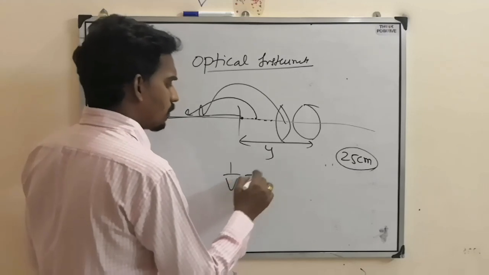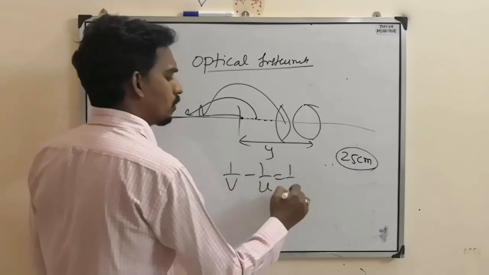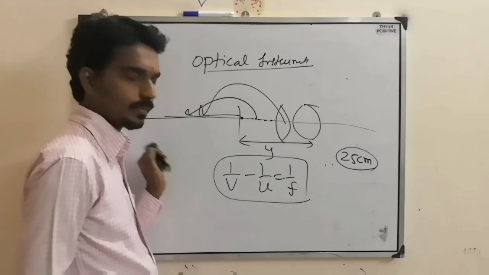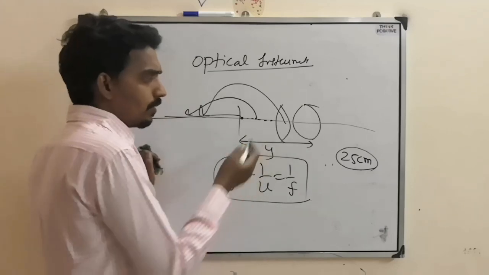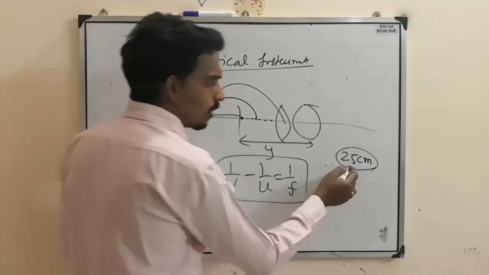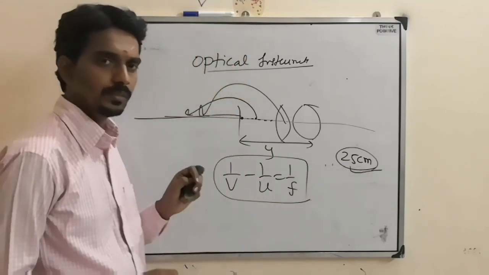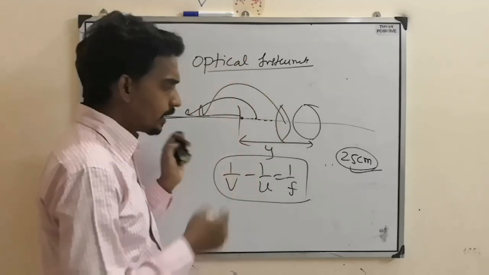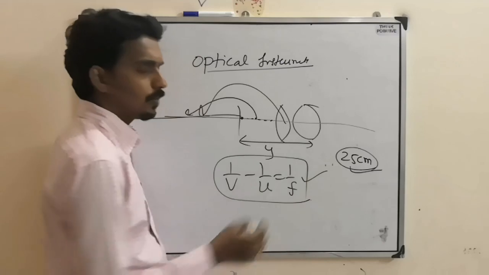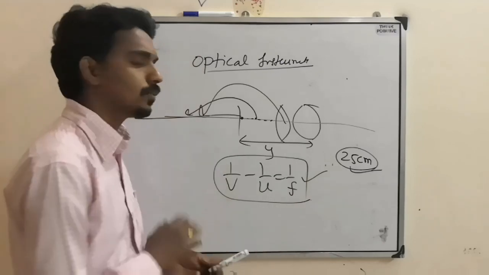So here you will apply the general formula 1 by V minus 1 by U equal to 1 by F. If they mention a Y value, okay. Otherwise you have to take 25, because this object should be shifted beyond this. So depending upon the question you have to take this formula. Just apply the lens formula.